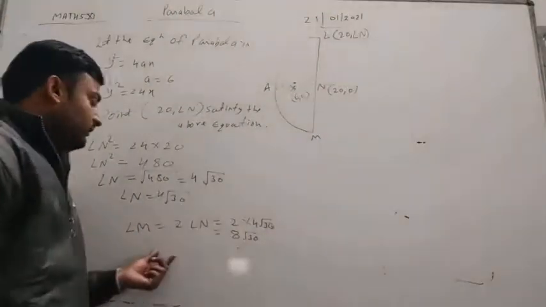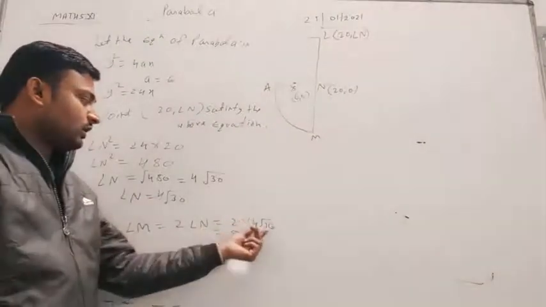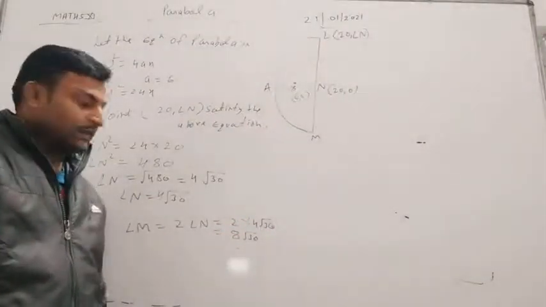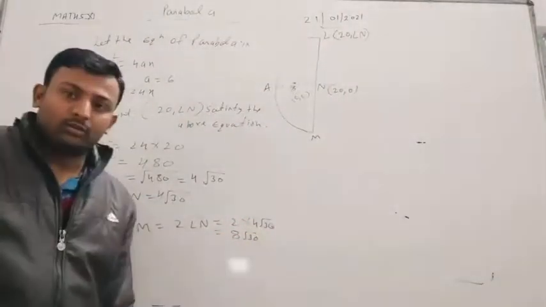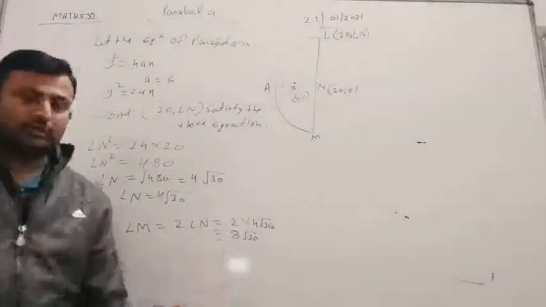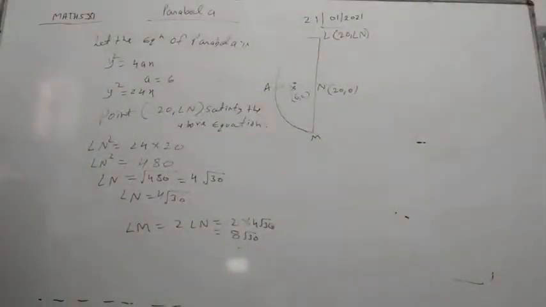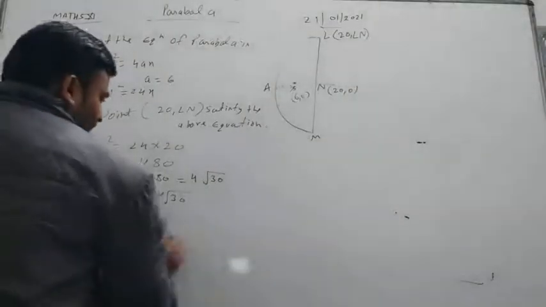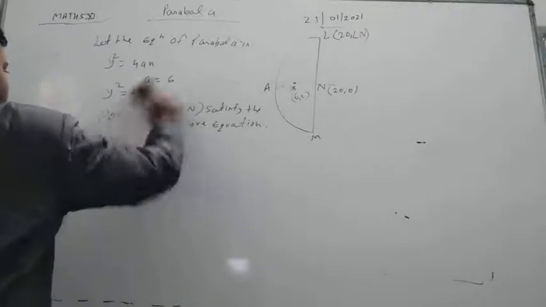So our LN will be what? 2 times LN. So 2 multiplied by 4 root 30 will give us 8 root 30. Okay, students, so this will be our length of LN. I hope you understand, students. Now we take another question.